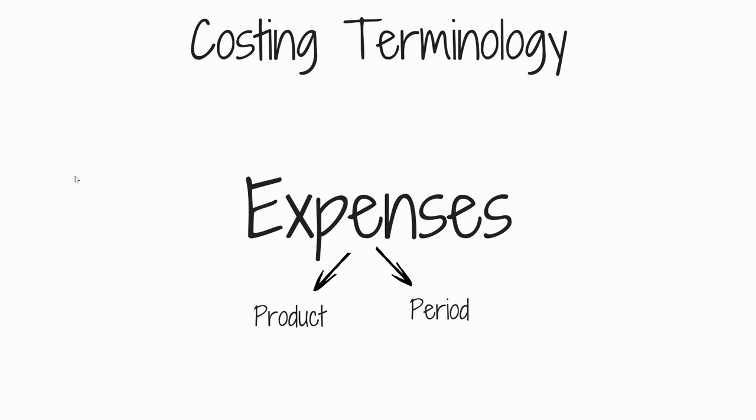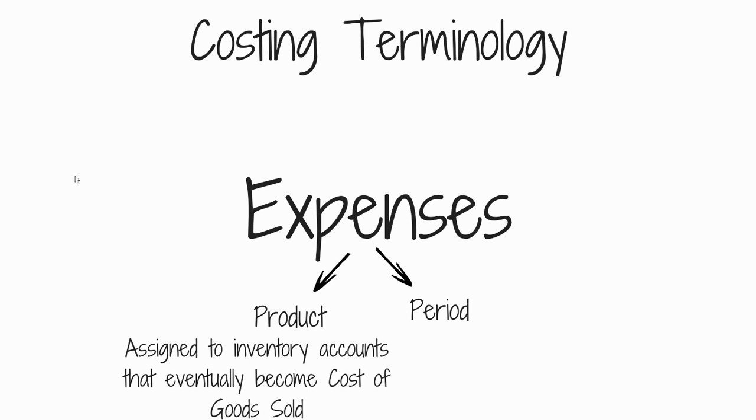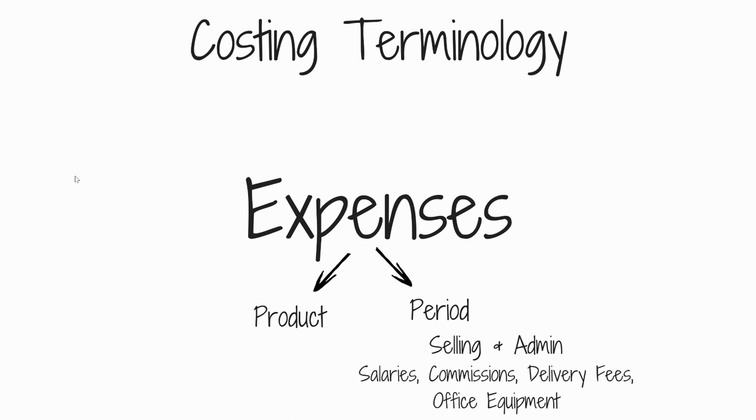Now, for the sake of understanding the terminology associated with these, you can consider that product costs typically occur in the factory, and the period costs typically occur within the office. Period costs are recorded as a cost in the period incurred. Product costs are assigned to inventory accounts that eventually become cost of goods sold.